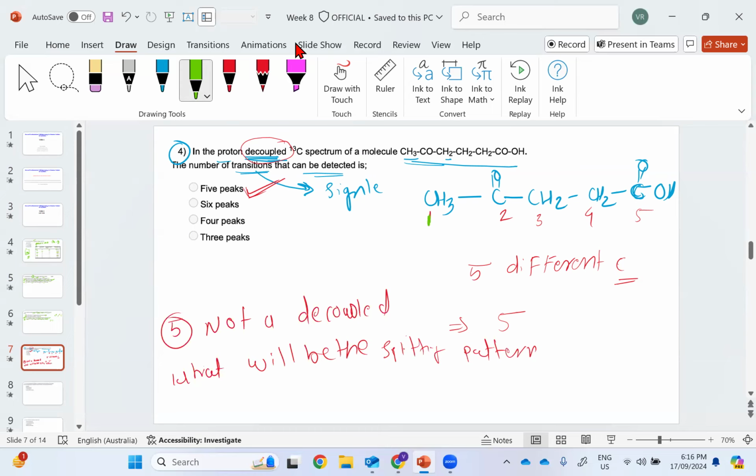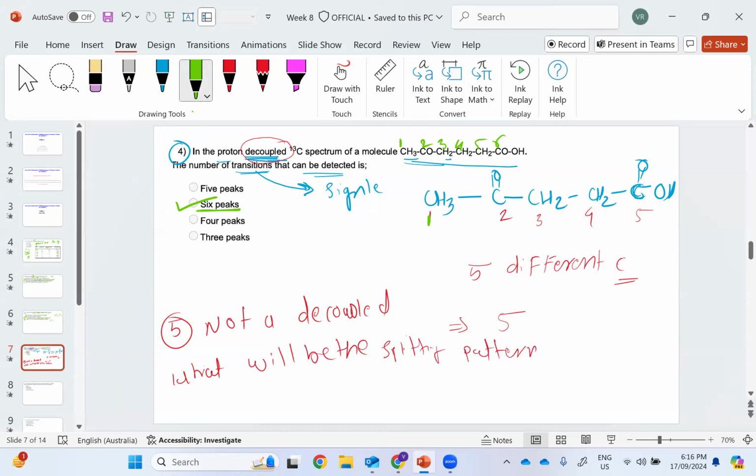Yes, please, you can ask the question. I think you missed one carbon. Oh, all right. So it is one, two, three, four. All right. So option B is the correct option. Yes, you are right.